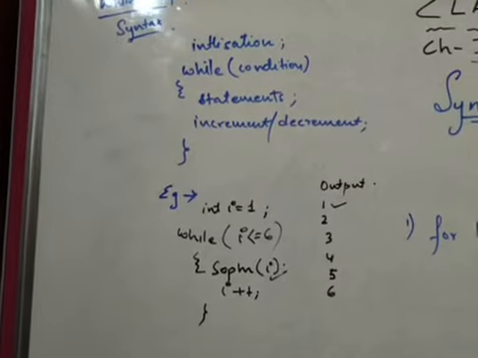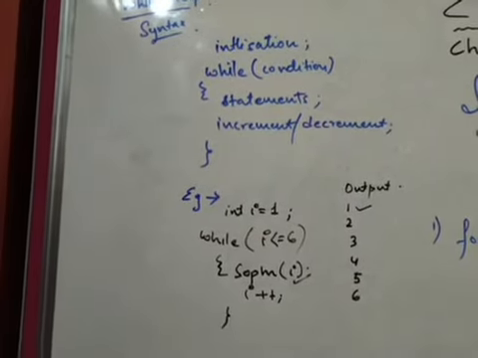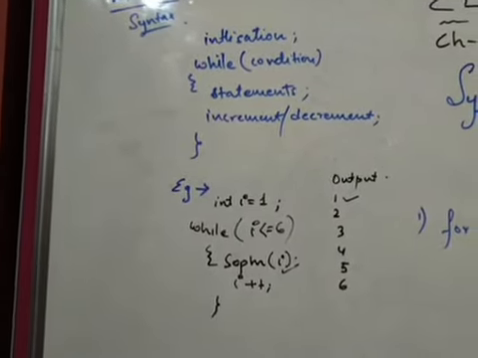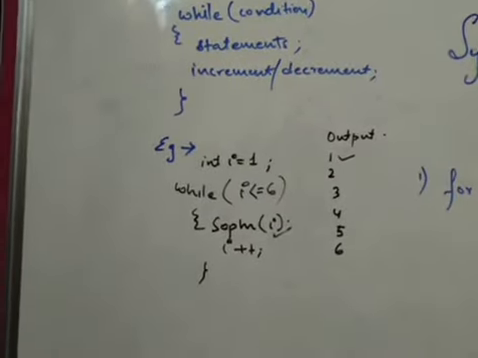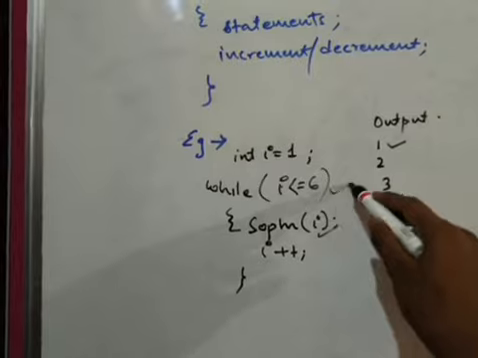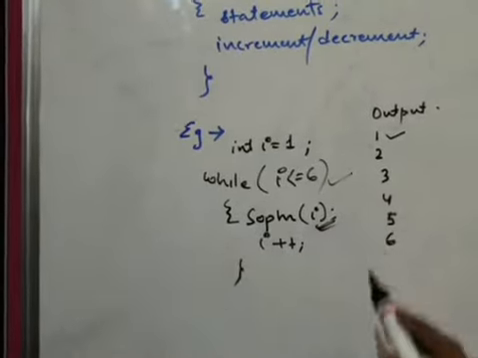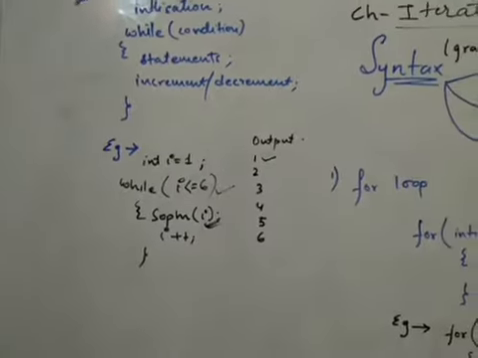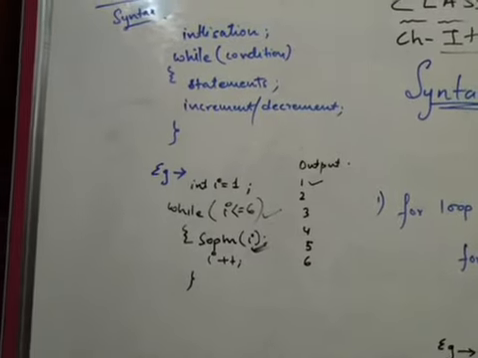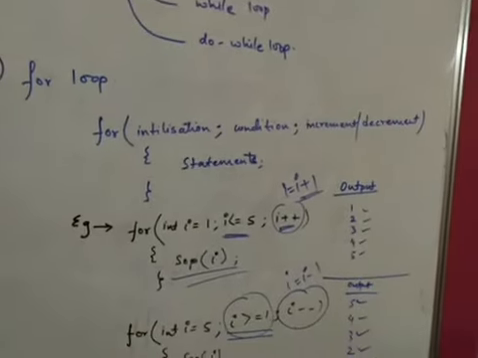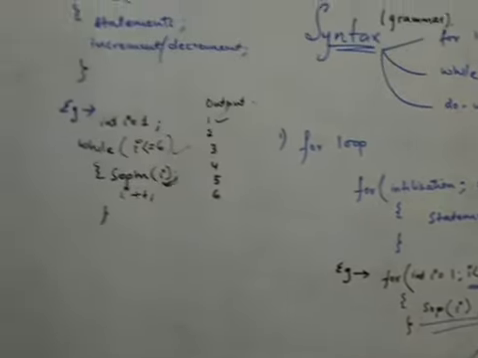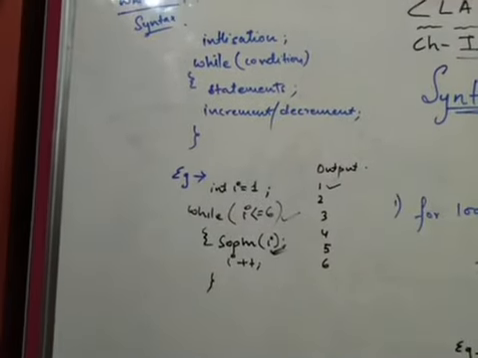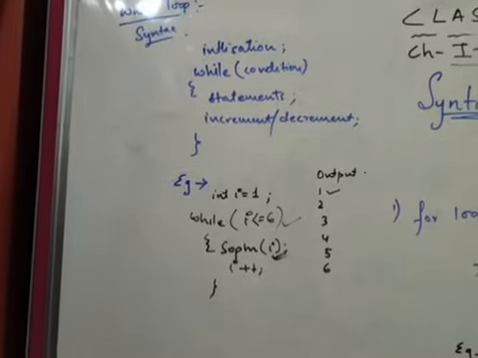Whether you take a for loop or a while loop, they work on the same basis. First the condition is checked, then the statement gets executed. Hence both of them are entry control loops, whether it be a while loop or a for loop. Understood? Clear? We have already done the while loop. Next we will see the do while loop.